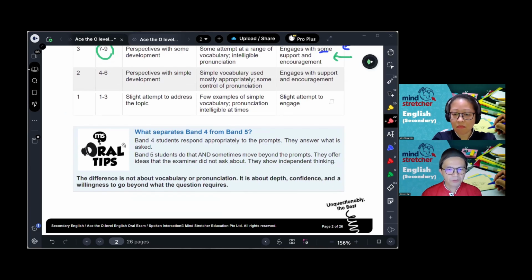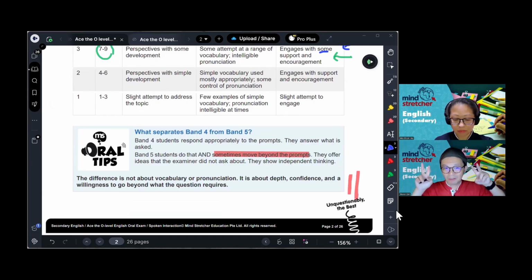Okay, so what's the difference between band 4 and band 5? Band 5 students do all those good things, and then sometimes they move beyond the prompt. So this is very important. You offer some ideas that the examiner didn't ask about, but it's related. If you show independent thinking, then you are in band 5. You understand? So this is the one thing which you need to bear in mind.